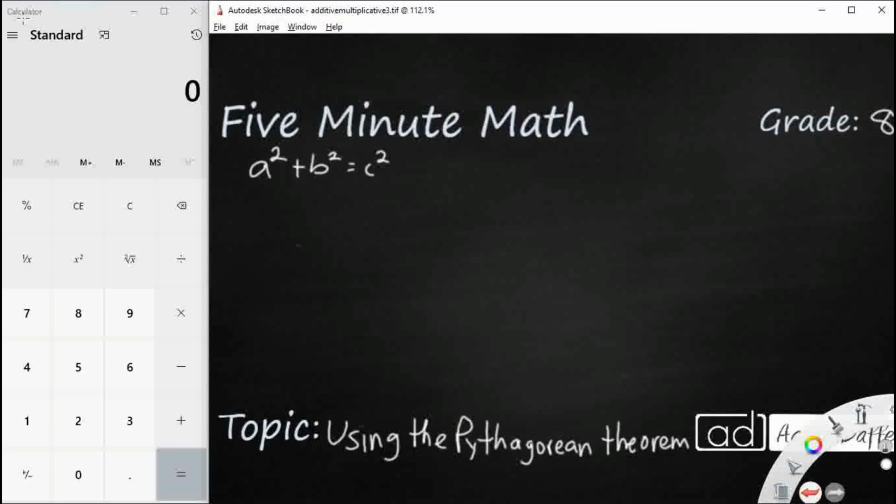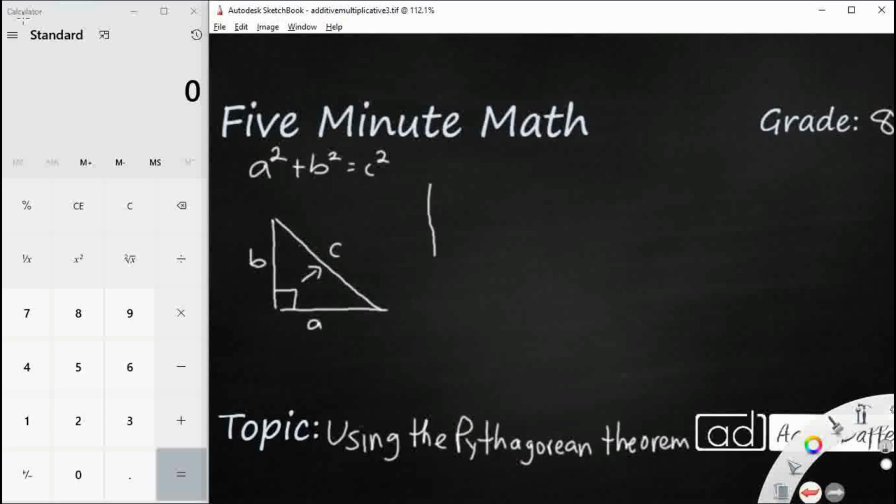So here's our Pythagorean theorem. It works with right triangles. And so we know that a squared plus b squared equals c squared. That means that if you square both of your legs and add them together, it will equal the square of the hypotenuse. So the hypotenuse is always going to be the c, and it's always going to be the diagonal across from your 90-degree angle. So how can we use that to solve problems? Well, you'll get something like this.